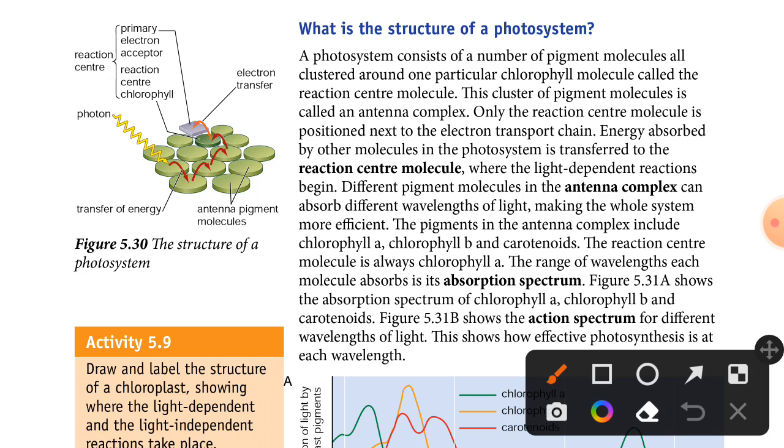The pigments in the antenna complex include chlorophyll A, chlorophyll B and carotenoid.